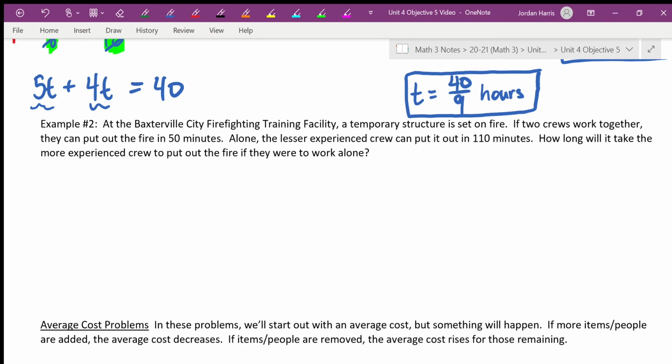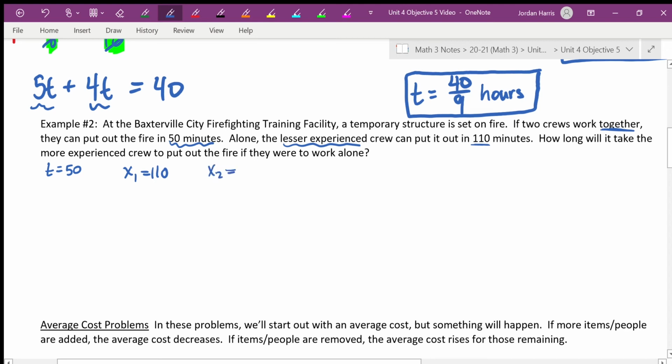All right, so this time we have a little bit different. Together is 50 minutes, so that's T. The lesser experienced crew is 110 minutes, so we'll say that's person 1, in this case, crew 1, 110. The one we're looking for is the more experienced crew alone. So we're looking for X2, because that's what we're going to define as the more experienced crew, X2.